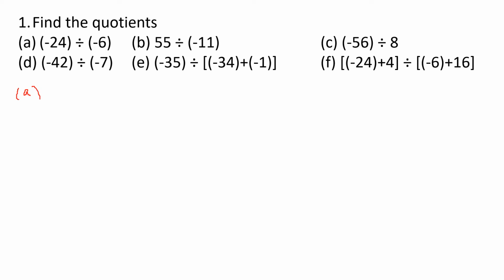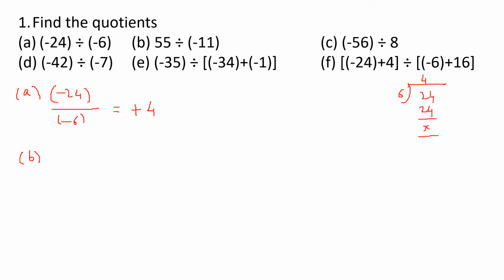What it says, minus 24 divided by minus 6. I can write it as a fraction also. Now you know very well that if I divide 24 by 6, 24 will be divided by 6 4 times. So the answer will be 4. And remember, both the signs are negative, so they are the same sign. Do you remember the rule? If both of them are the same sign, the result will be positive. So this is the answer for the first question.